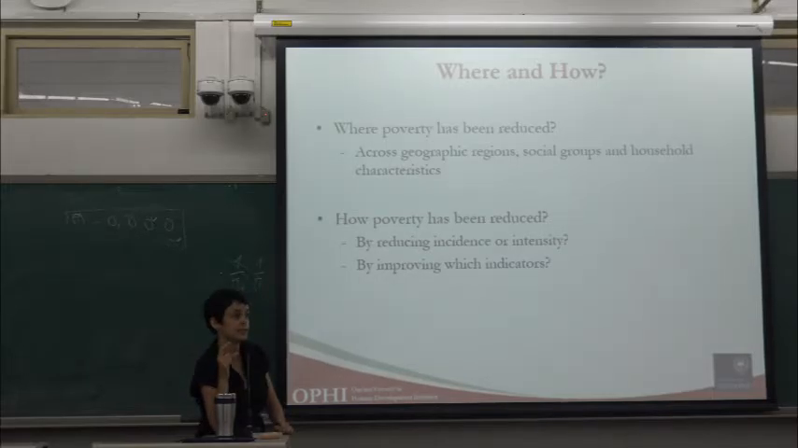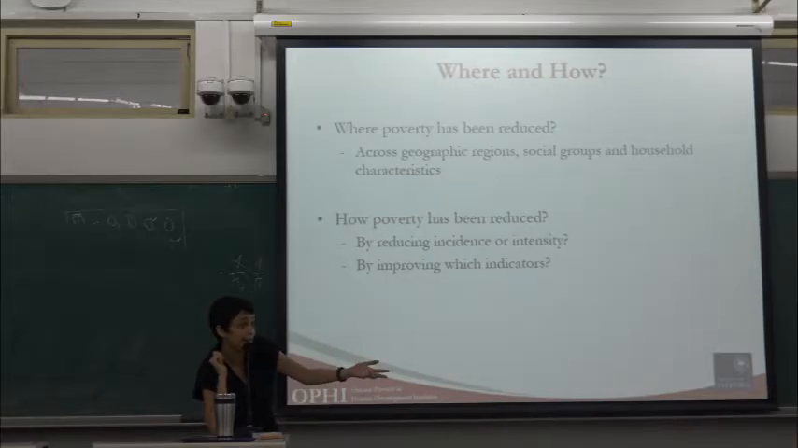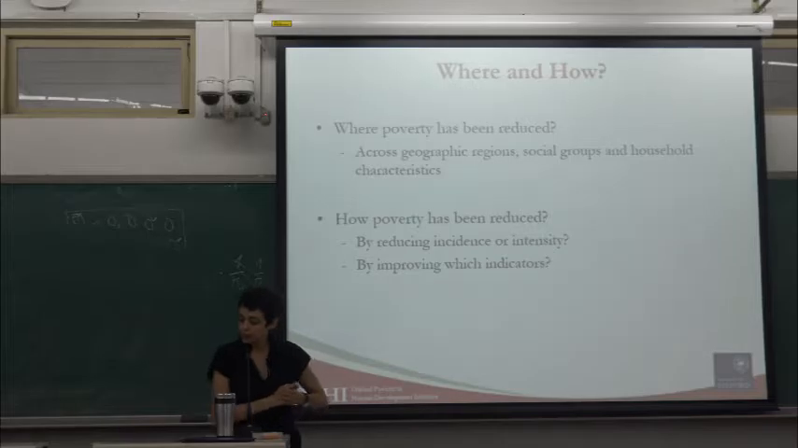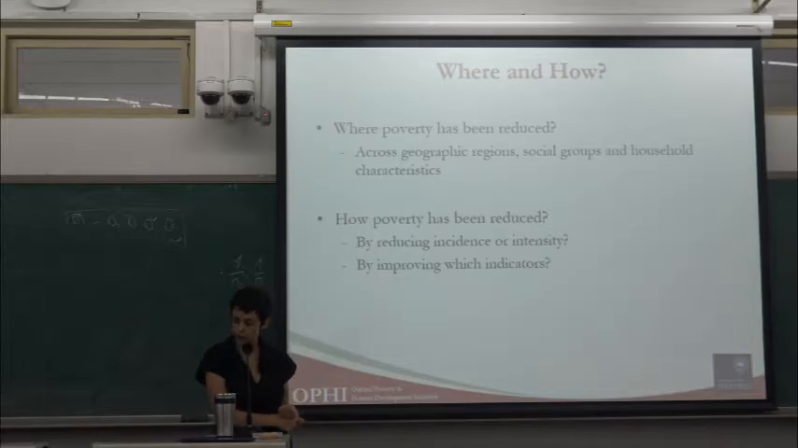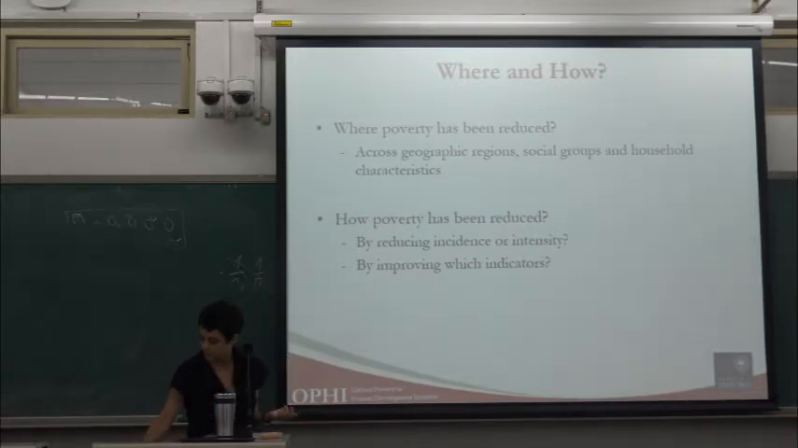Because my reduction, for instance, on incidence, suppose like in my first example, the incidence reduced from 50% to 40%. Does that mean that 10% of the people exited poverty? No. It might be that 20% exited poverty and 10% entered poverty. So that cross-sectional data, unfortunately, I cannot answer. So what did they do? They looked at where poverty has been reduced across geographic regions, social groups, and household characteristics, and how, whether it was incidence or intensity, which indicators.